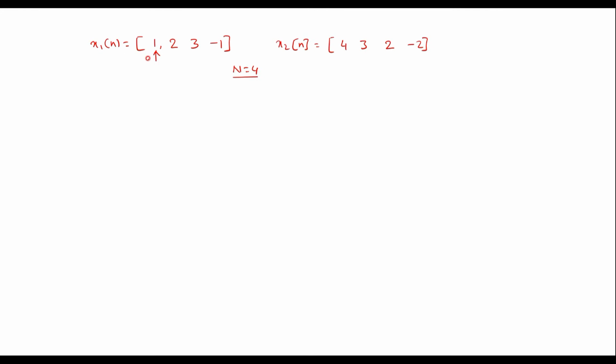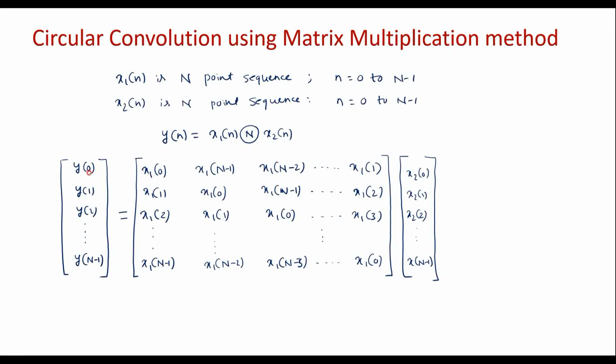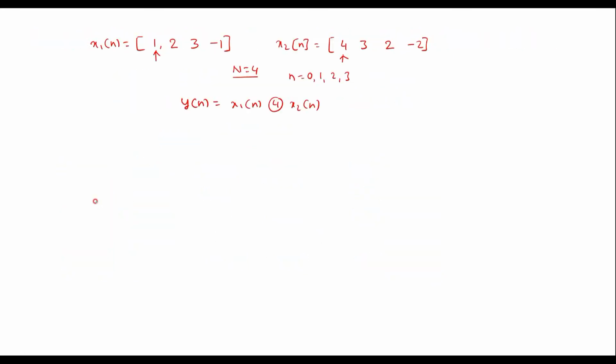This is the first value, x1 of 0, and this is x2 of 0, so n varies from 0, 1, 2 and 3. I will try to find the circular convolution between x1 of n and x2 of n, that is y of n. According to this, the first matrix is the output matrix, that is y of 0, y of 1, y of 2 and y of 3, that is y of N minus 1. N is 4, that's why it is 3.